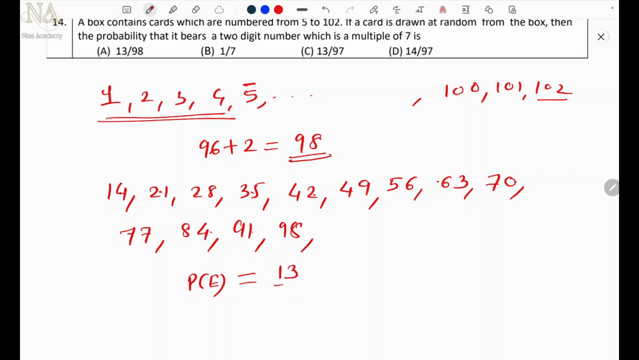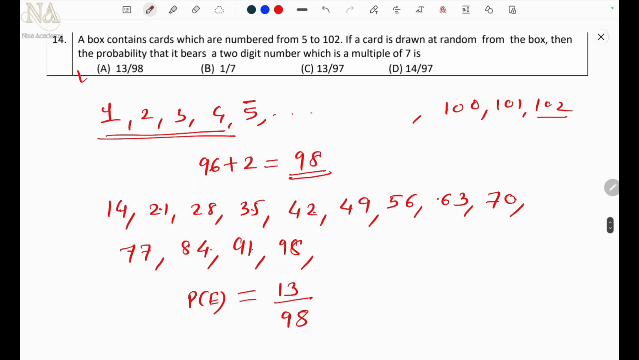Favorable outcomes are 13 upon total possible outcomes are 98. So the option A. Okay, so this is the final answer for the 14th question. Yes, so please be careful in this type of questions.